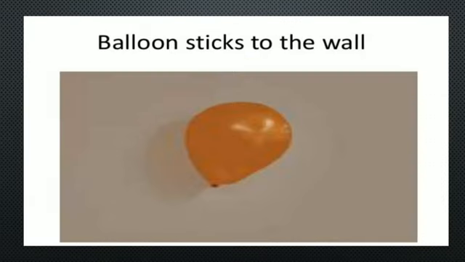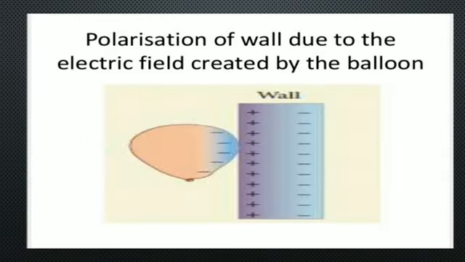Now see that picture, a balloon sticks to the wall. What is the reason? The wall has a flat surface and the balloon has a curved surface, and inside it is full of air. Okay students, why does the balloon stick to the wall? The reason is polarization. The polarization of the wall due to the electric field created by the balloon.